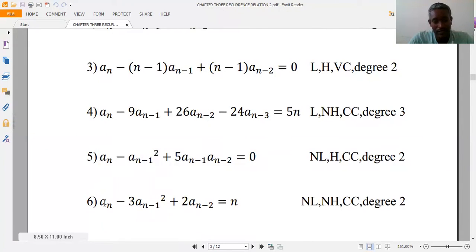and the degree of the recurrence relation is 2. In the last example, you can see it's also nonlinear, because at least one term has a power greater than 1, and the coefficients are constant. It's nonlinear, non-homogeneous, with constant coefficients, and degree 2.